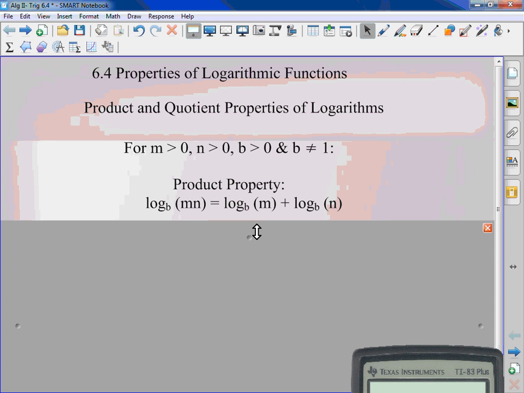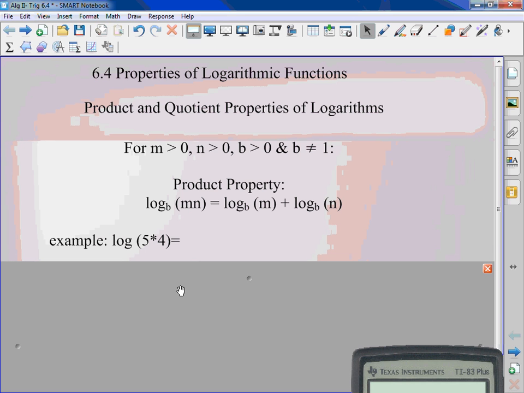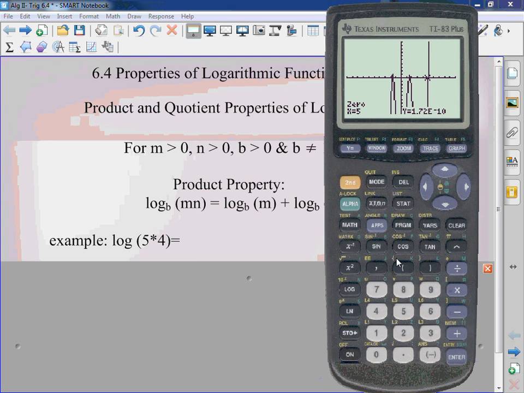The product property is log base b of m times n is equal to log base b of m, plus log base b of n. For example, if I have log of 5 times 4, what does that really mean? Well, what's my base? Log base 10. We don't write the base 10, it's just a given. I could take on my calculator and do log of 20.